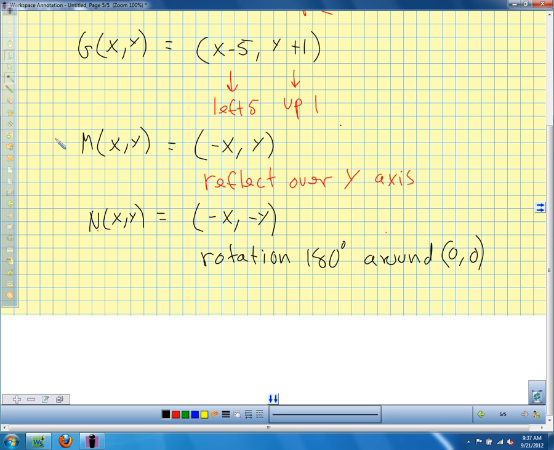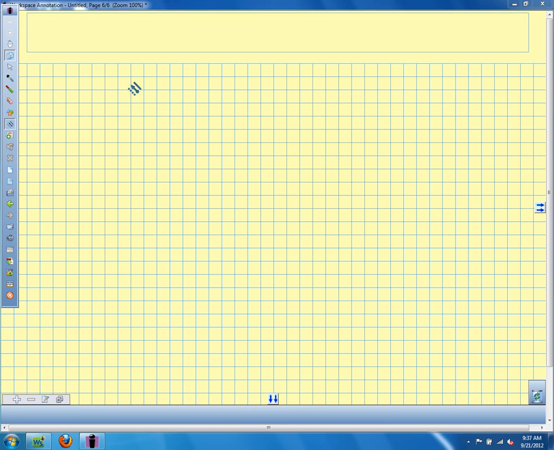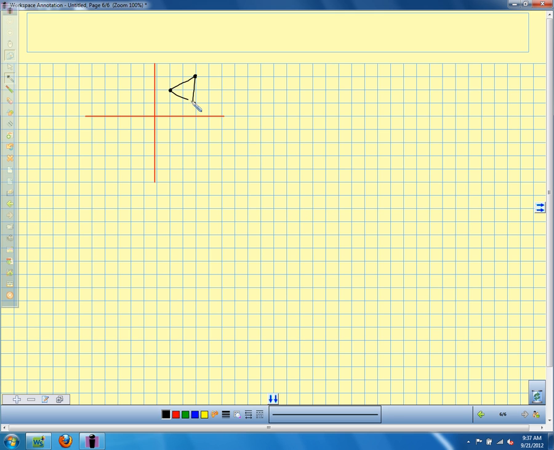And some of your homework problems ask you to draw the transformation. So let's look at one of those. So let's put my axes here. And we have a triangle. So there's my triangle, and my transformation, we'll call it M, is x minus 3, y minus 2.